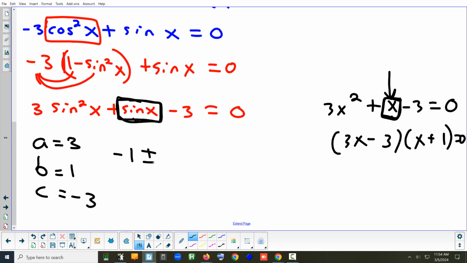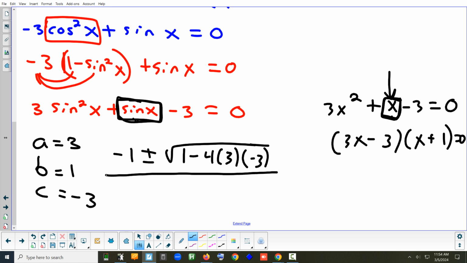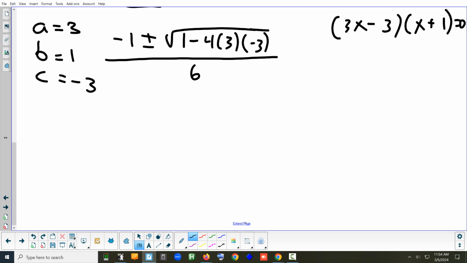So negative b plus or minus what comes next? Square root of b squared, yep. And then after that, minus 4ac. 4 times a times c. Okay, and divided by 2a. 2a. Okay, so now we figure out what that comes out to.